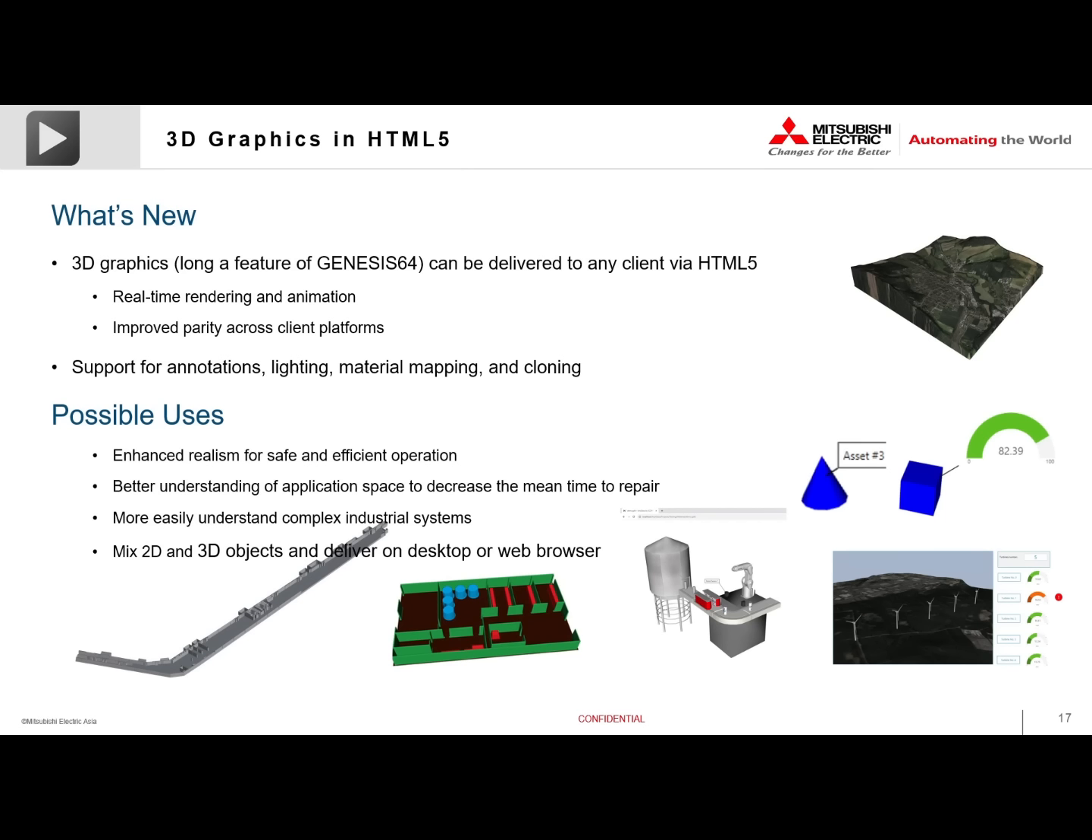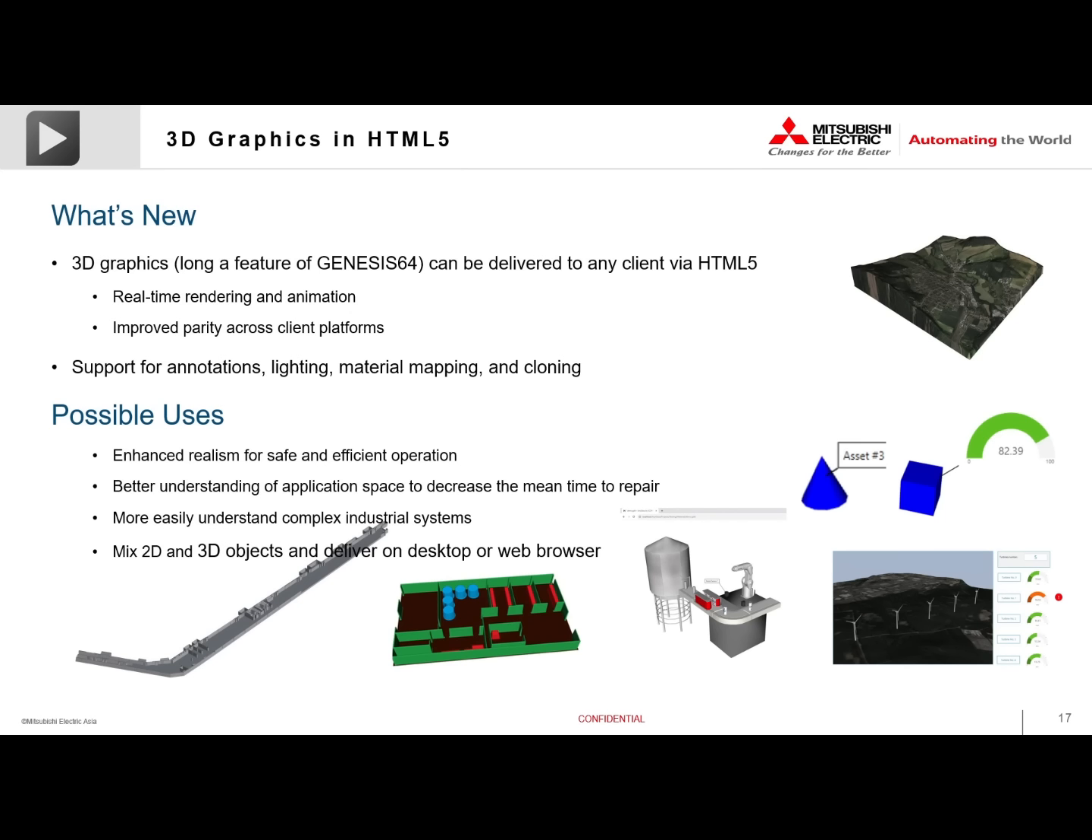We can add annotations and also dynamic text and labels, which we were missing before in HTML5 3D, which was experimental in V10. Now we have taken it beyond the experimental stage, which was kind of hidden for our team to investigate. But now it's open to everybody. So that's a big change. We can mix 2D and 3D objects as well as deliver them on desktop.